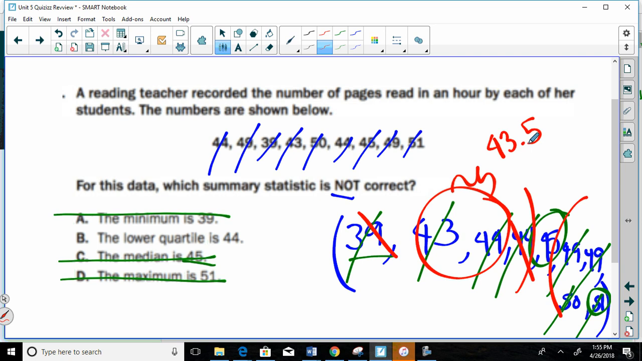You guys good? Even if you type it into stat edit. You're not getting extra credit. All right. Make sure you type all your numbers in.